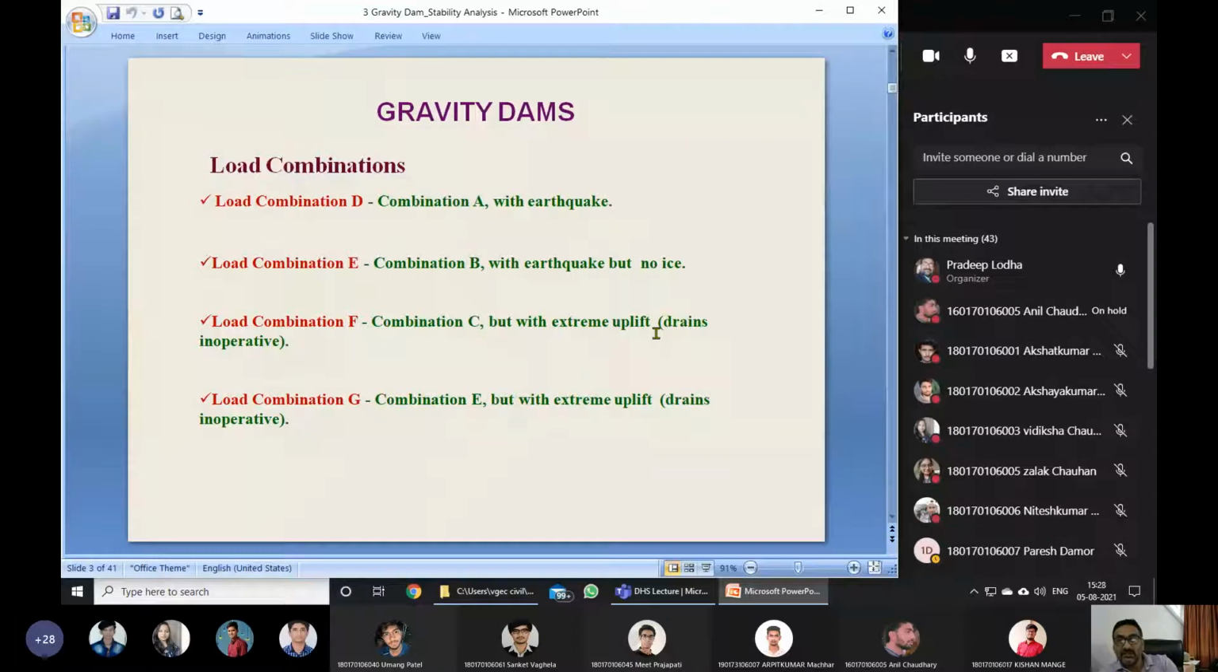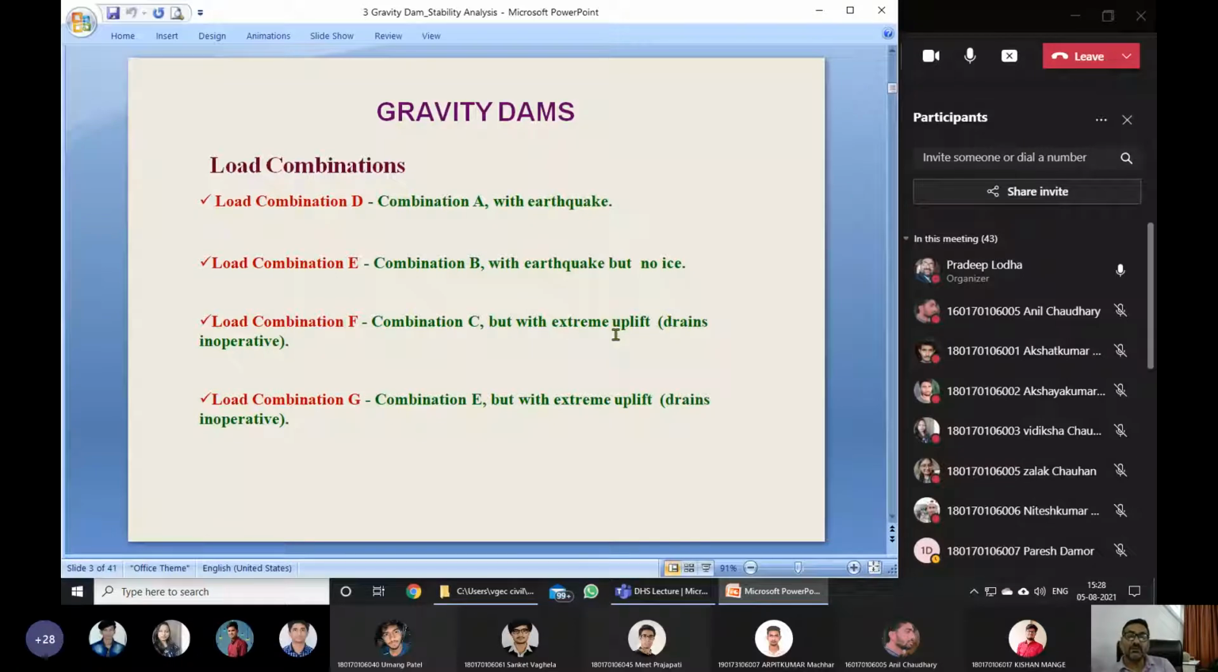It is leading to extreme uplift, the soil or the foundation is full of saturation, and the water in the foundation or in the dam's body provides such large uplift. And this is load combination C. What is C? Flooding condition with extreme uplift. And the last one is E plus extreme uplift, that is the normal pool plus earthquake plus uplift. Normal pool plus earthquake plus uplift. This C is the flooding plus extreme uplift, but no earthquake here.